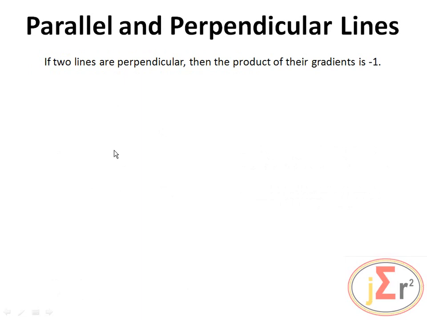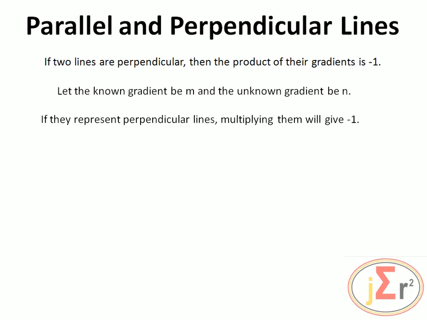Now we are going to be looking at parallel and perpendicular lines. Because parallel lines, no problem, let us go through the one that is a little bit more troublesome. If two lines are perpendicular, then the product of their gradients is equal to negative 1. So let the known gradient be m and the unknown gradient be n. If they represent perpendicular lines, multiplying them will give negative 1. So mn is equal to negative 1. So that is the rule. If lines are perpendicular, multiply the gradients and the answer is negative 1.